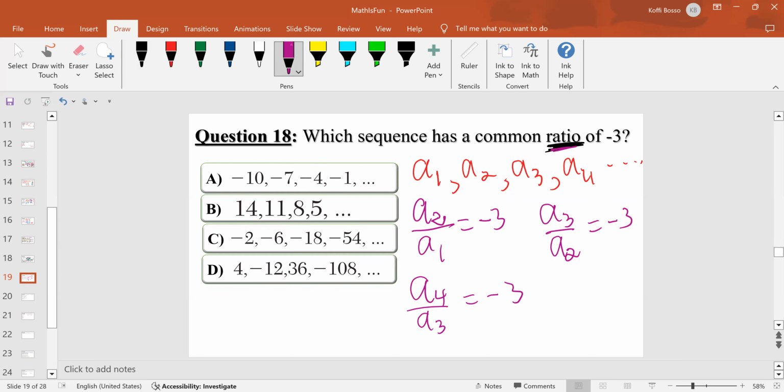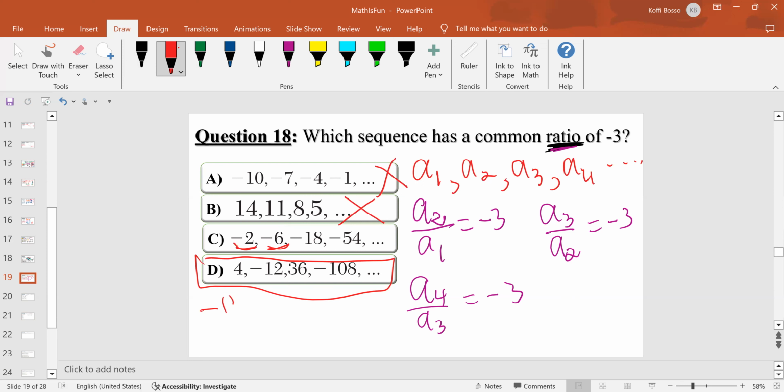Therefore, we cannot do that for choice A because -7 divided by -10 will not give me -3, so I don't need to continue. You also cannot do this for B because 11 divided by 14 will not give me -3. I don't need to check the rest. If you check C, it seems like it, but it's not, because if you take -6 divided by -2, you're going to get +3, which is not the case. So the correct choice has to be D.